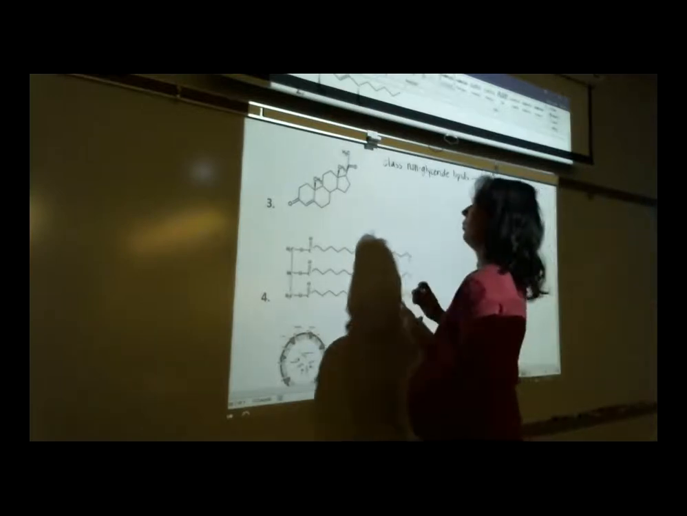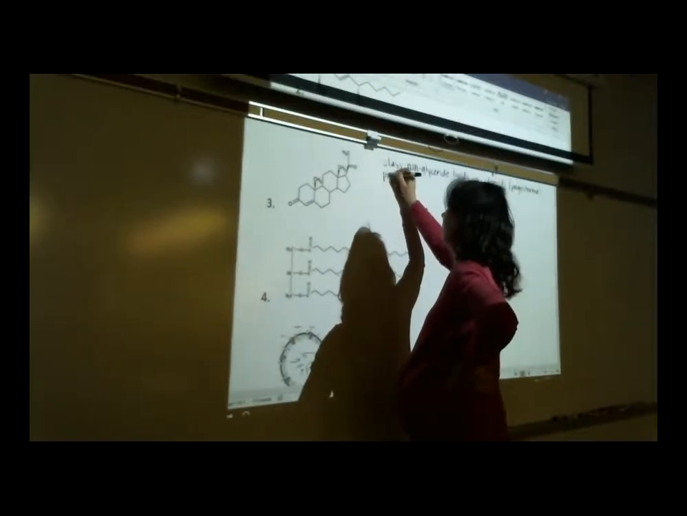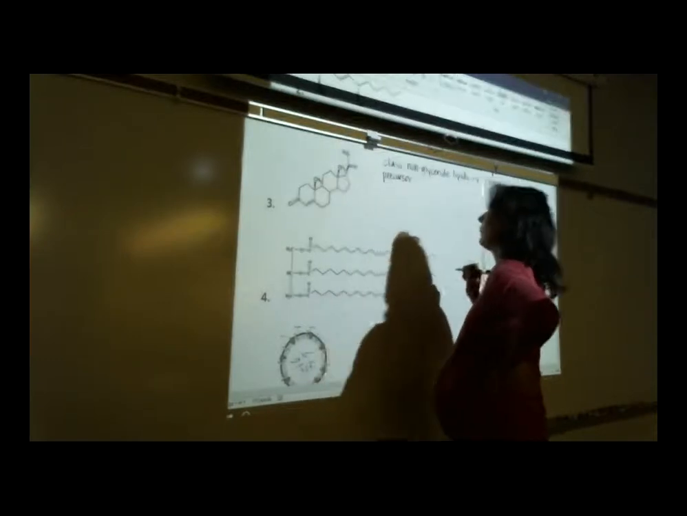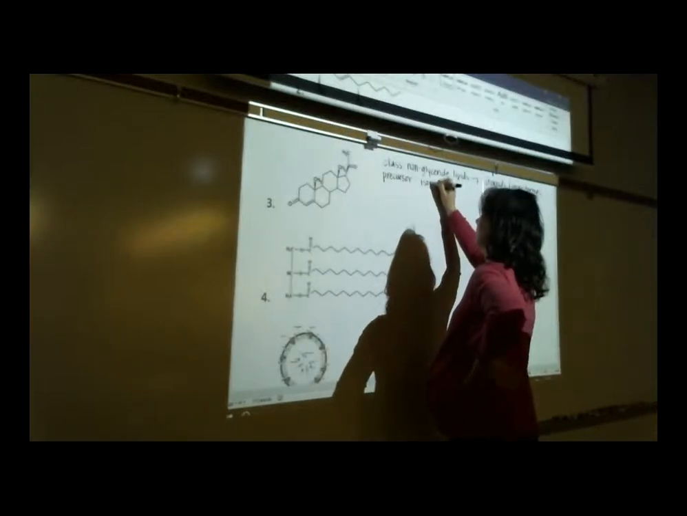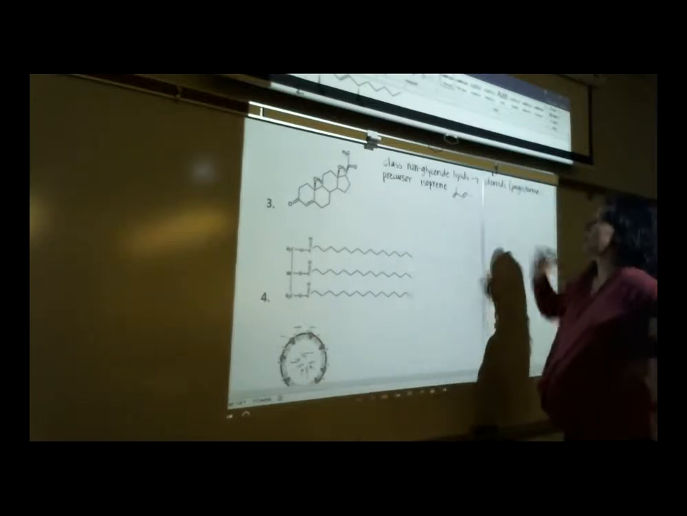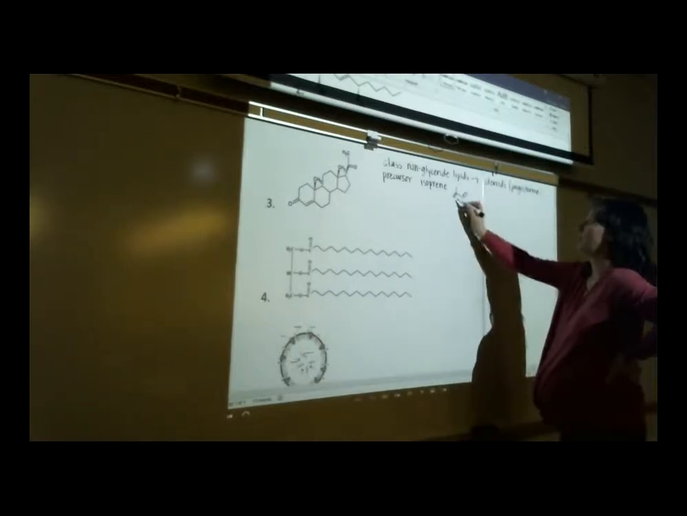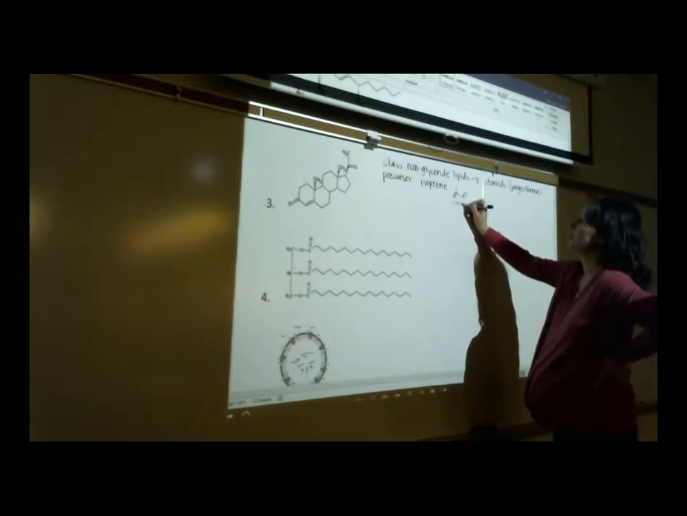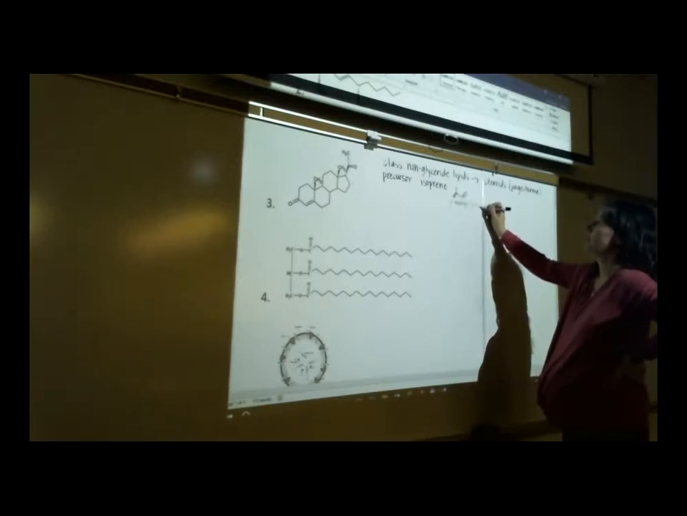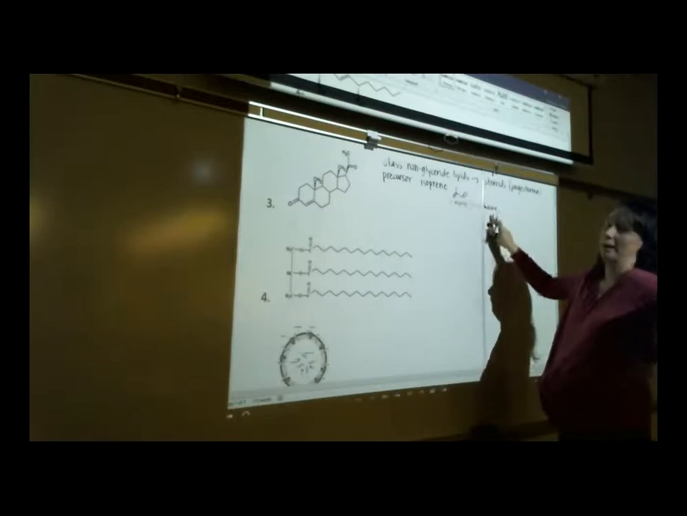What is the precursor for the steroids? Isoprene, right. Which has what structure? What's the name of this? 2-methyl-1,3-butadiene, right? That's the IUPAC name. That's the common name.